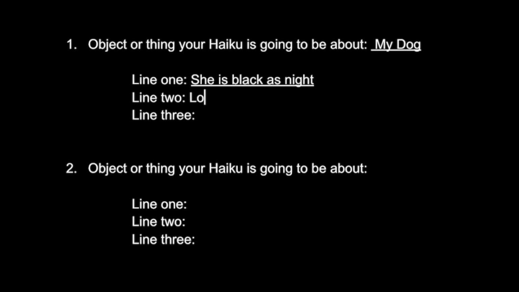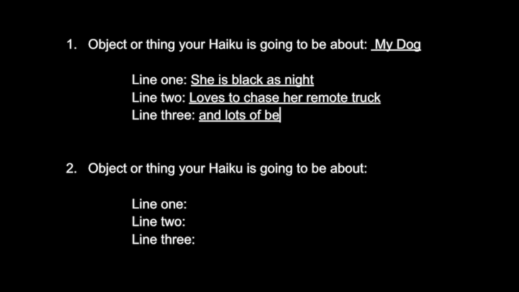The next one here is, okay, so this is not a complete sentence, but it is a complete thought. Loves to chase her remote truck. And I'm going to continue on with that thought for this last line. And lots of belly rubs. Okay, and that can actually be a sentence. So line 2 has 7 syllables. Loves is actually just 1 syllable because the E is silent.